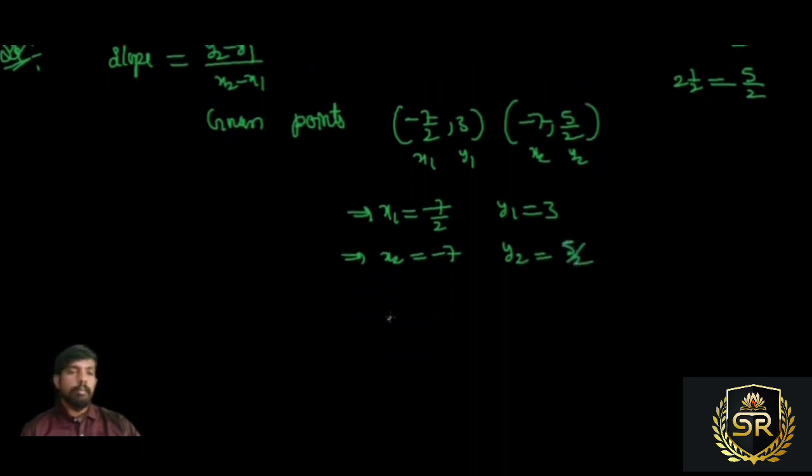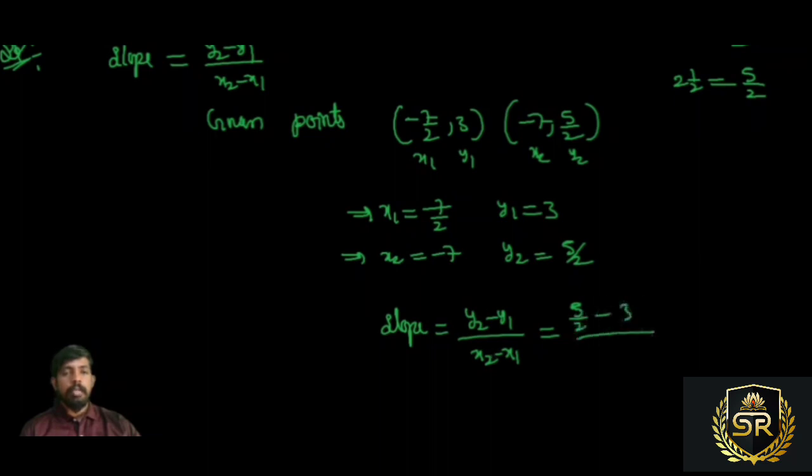So the formula is slope is equal to y2 minus y1 by x2 minus x1. So y2 is 5 by 2 minus y1 is 3 by x2 is minus 7 minus x1 is minus 7 by 2. Minus into minus is plus. So this is 5 by 2 minus 3 by minus 7 plus 7 by 2.